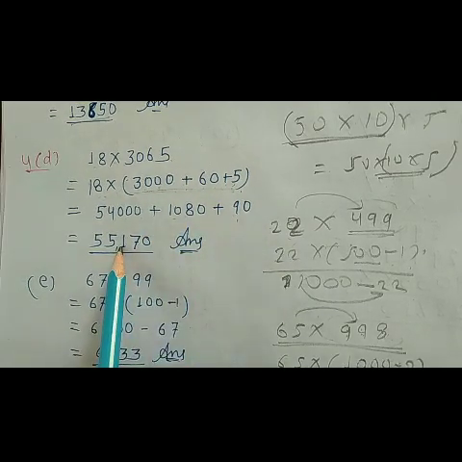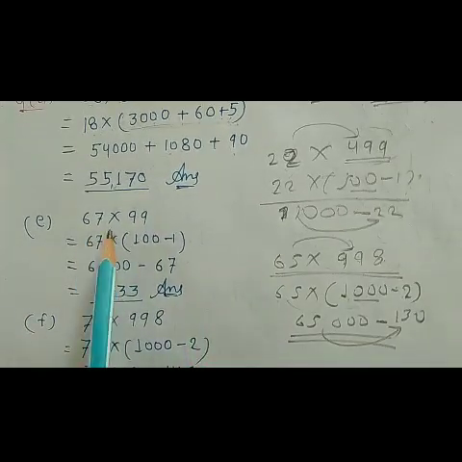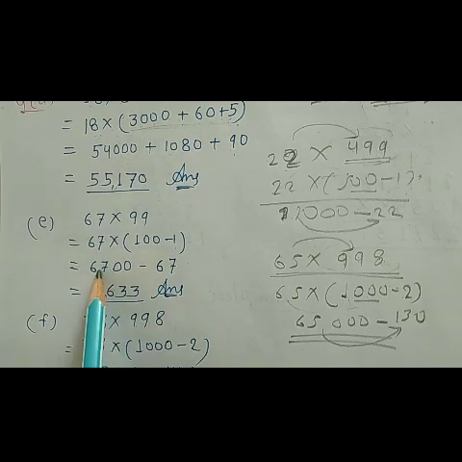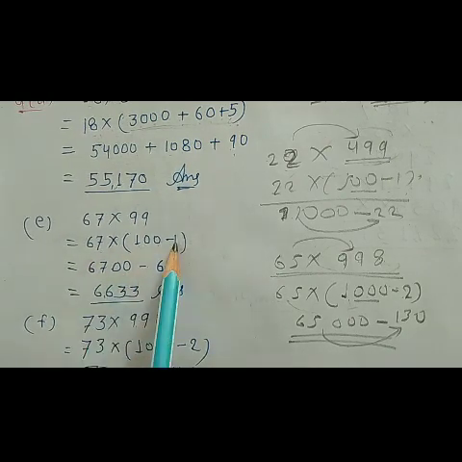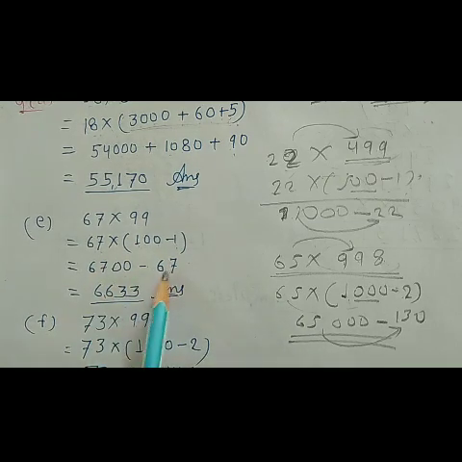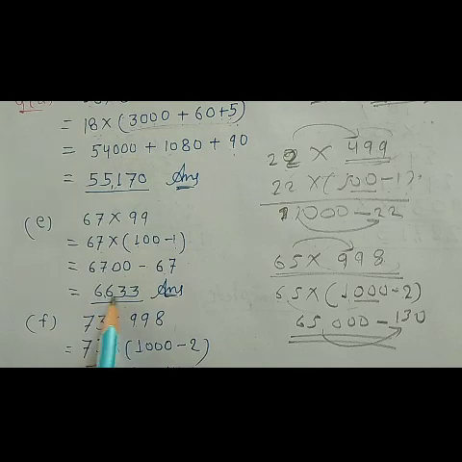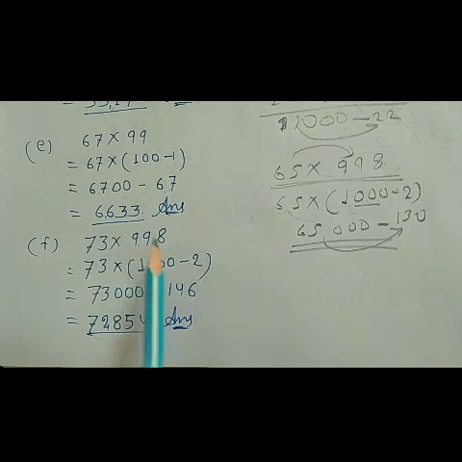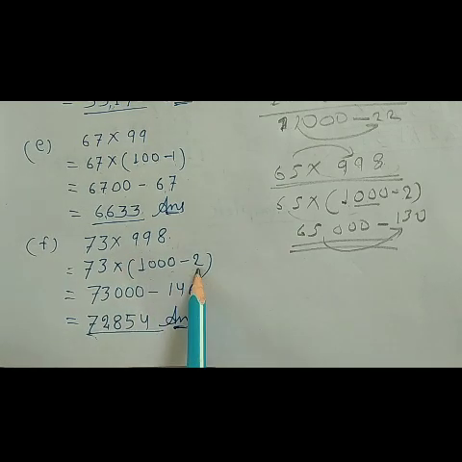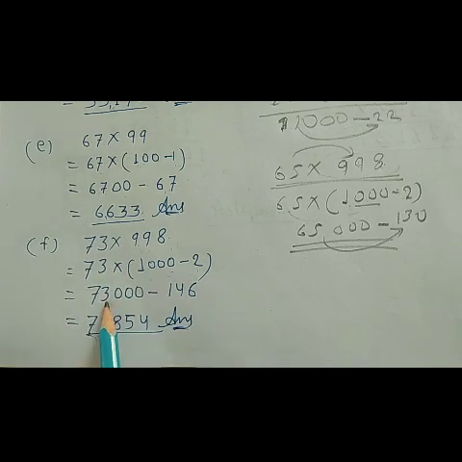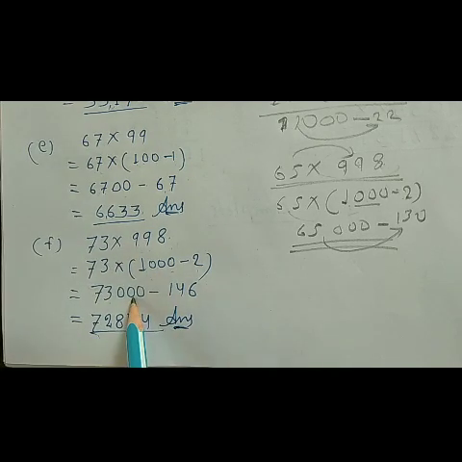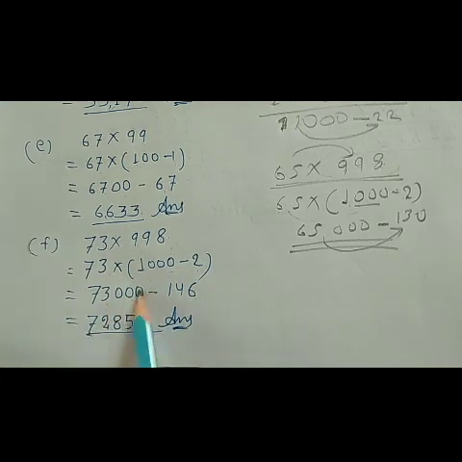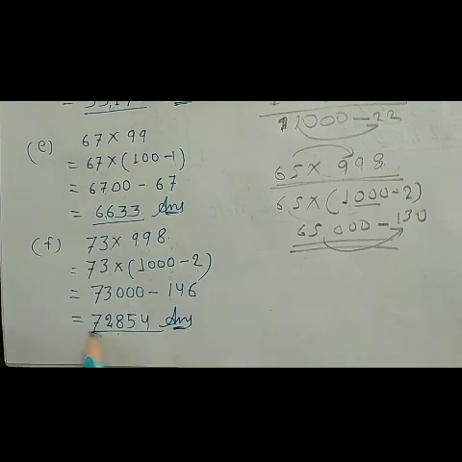Now add them easily. Part E, this is 67 into 99. Now 99 will be written as 100 minus 1. 67 once is 67, these 2 zeros, minus 67 once is 67. Subtract this number from this number, then 6633 will be the answer. Again, 73 into 998. Now 998 will be written as 1000 minus 2. Then 73 once is 73, these 3 zeros, minus 73 twice is 146. Subtract 146 from 73,000, then this will be the answer.